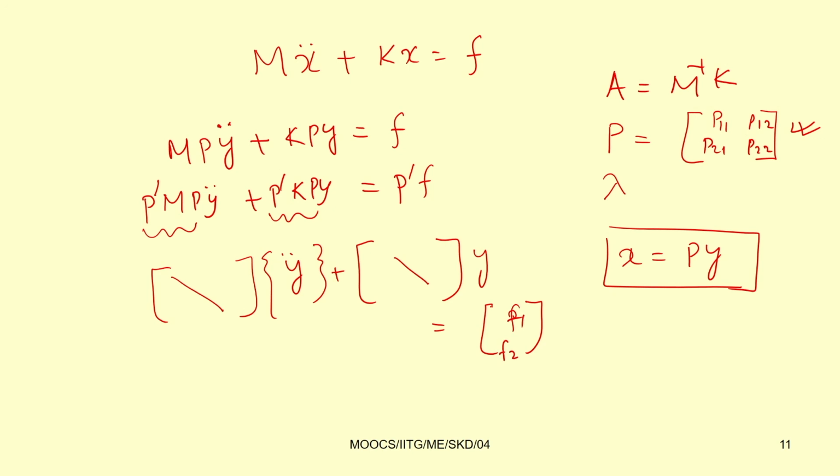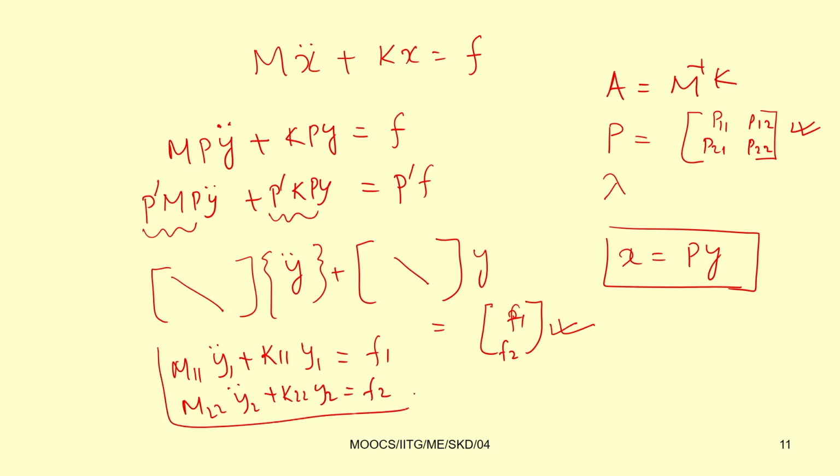So, now you just see independently you can write these 2 degrees of freedom system in the form of a single degree of freedom. So, for example, it will be m11 y1 double dot plus k11 y1 equal to f1. The second equation will be m22 y2 double dot plus k22 y2 equal to f2. So, this way you can write 2 equations of motion.